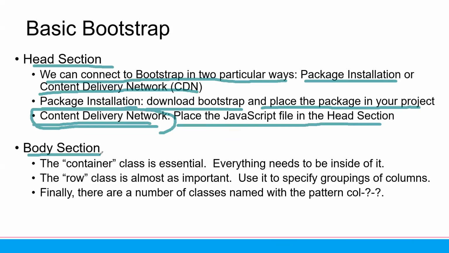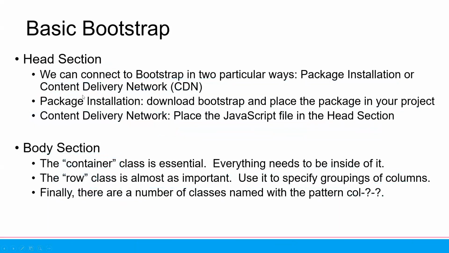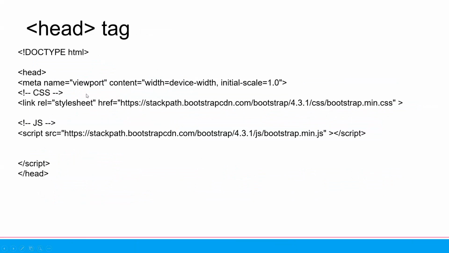If you are doing the body section, you need to understand the container. We need to define what is the container, and everything needs to be inside of it. The row class is almost as important. Later on you will see the container and the row, and we need to use them to specify groupings of columns. And also there are a number of classes named with the pattern col-?-?. So there are many classes to define in Bootstrap. So I will not discuss many things. Let's just see what we can do in a very short time.